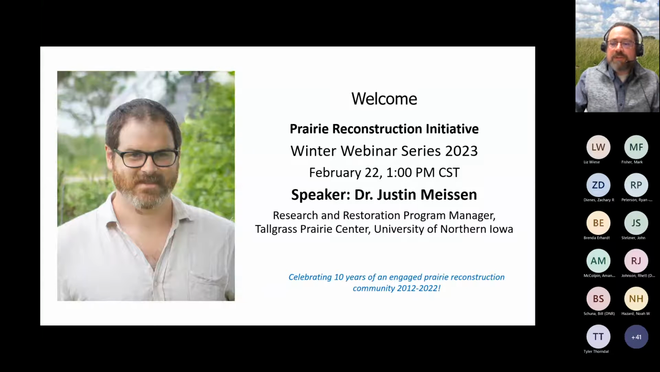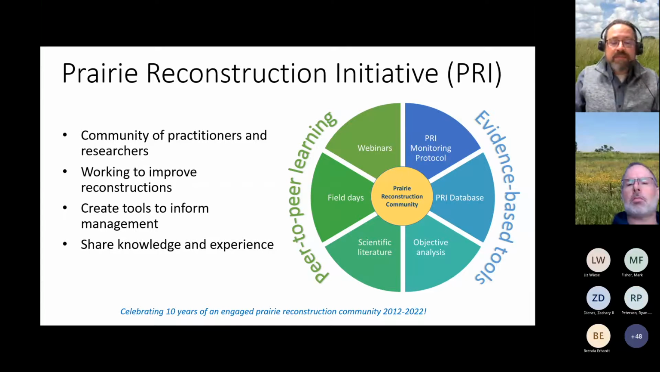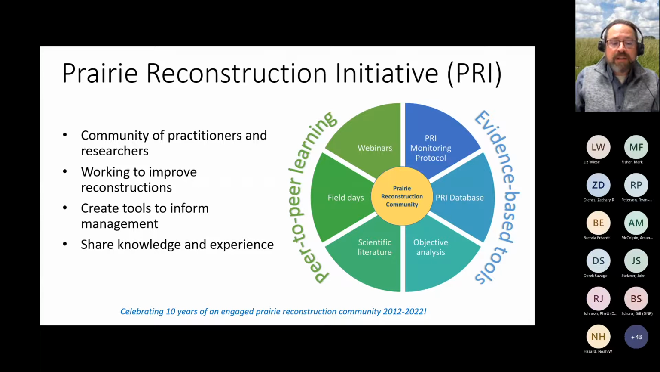Before I introduce our speaker, I'm going to tell you a little bit about the Prairie Reconstruction Initiative. We are a community of prairie practitioners and researchers from more than 30 organizations working together to improve prairie reconstructions so that they are biologically diverse, are ecologically functional, and resist invasion by non-native plants. We focus our activities within 2 general areas: evidence-based tools and peer-to-peer learning.